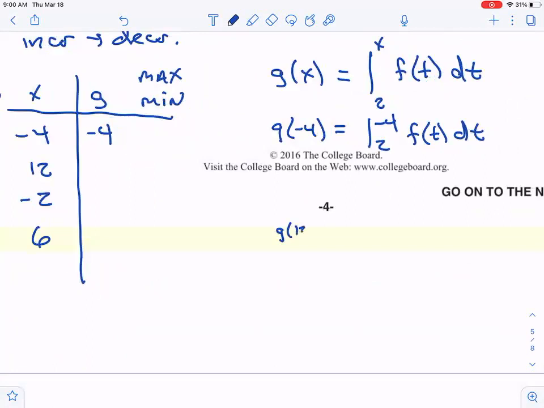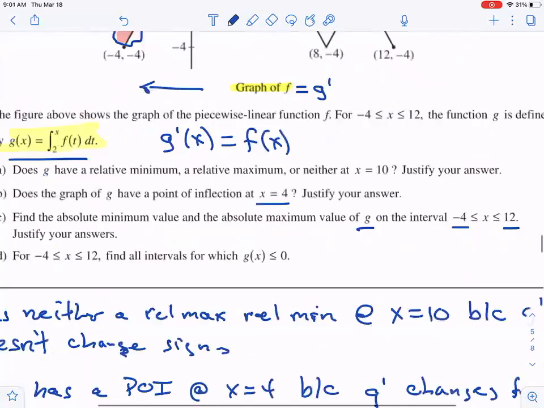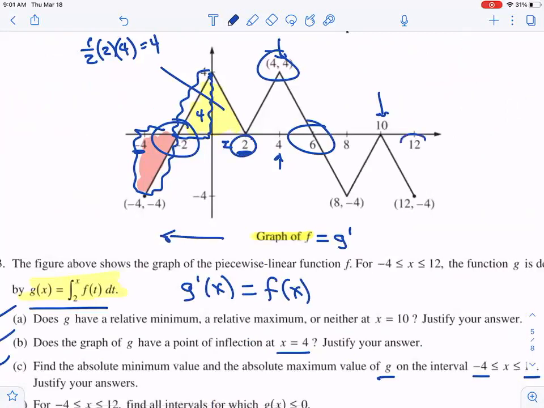G at 12 is going to be the definite integral from 2 to 12, f of t dt. So now I'm looking here, I'm going from 2 to 12. I'm going to play the cancel game. This big triangle cancels with that big triangle. So really all I've got to do is find the area of this. I already know the area of those triangles because that was the same triangle as what I just did here.